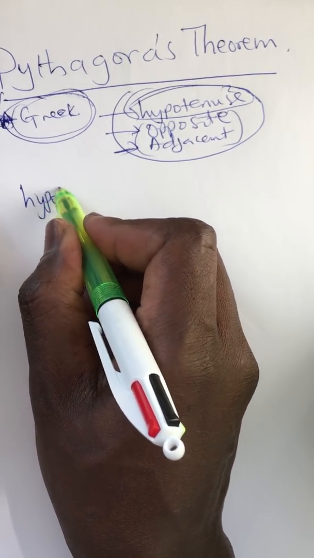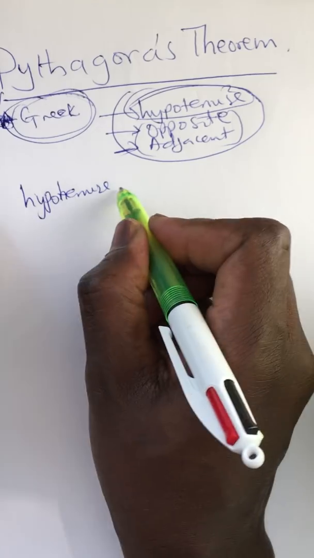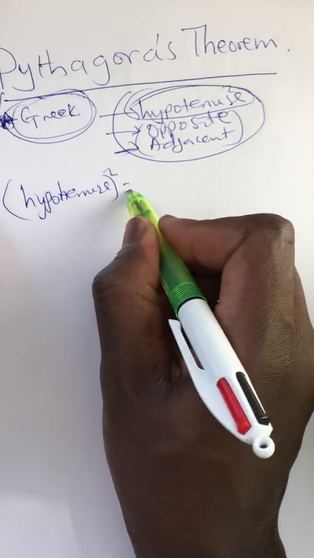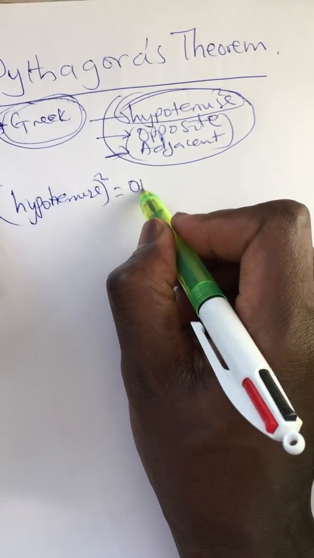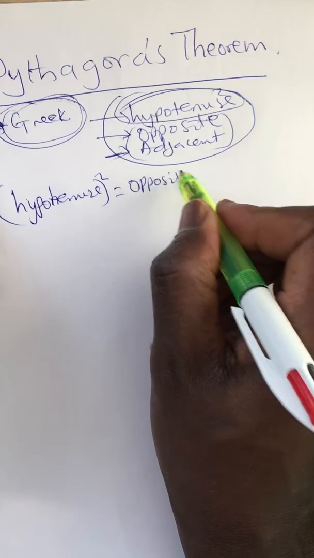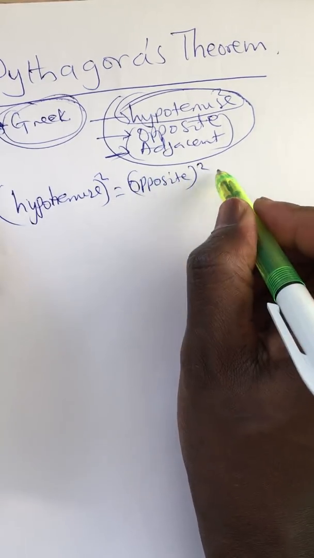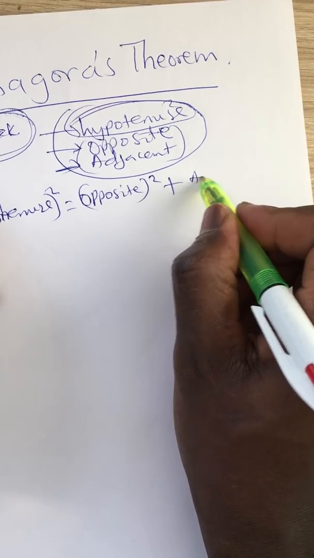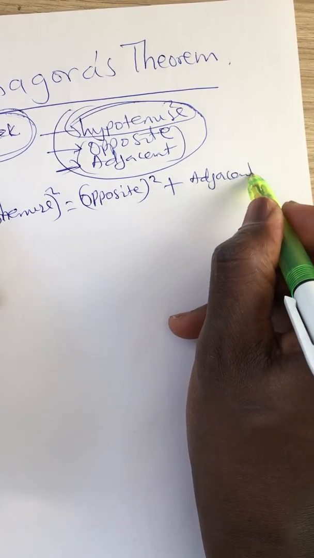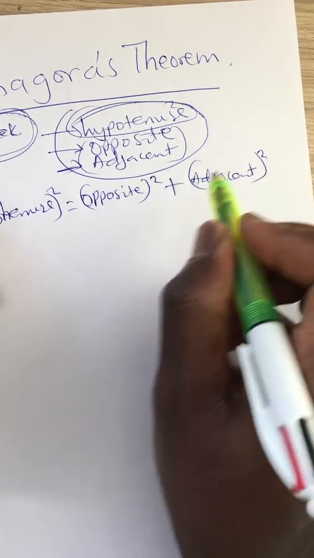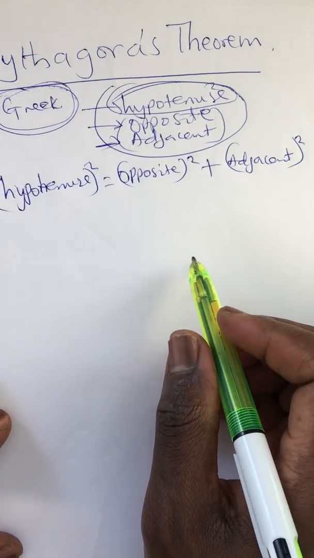Hypotenuse square is equal to the opposite square plus adjacent square. So that is what Pythagoras' theorem says.